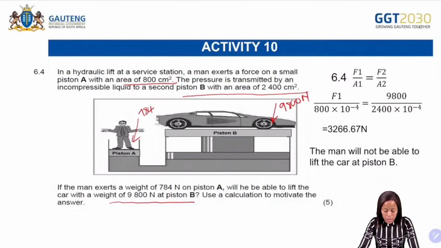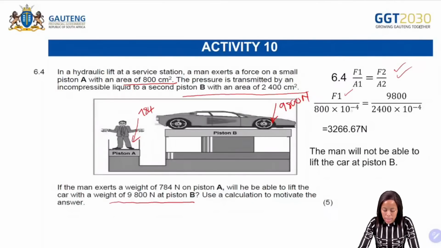that has a force of 9,800 Newton at piston B. Use a calculation to motivate your answer. So what is it that you are going to do? You are going to use your formula sheet there, and then you substitute there. So what is it that we have?